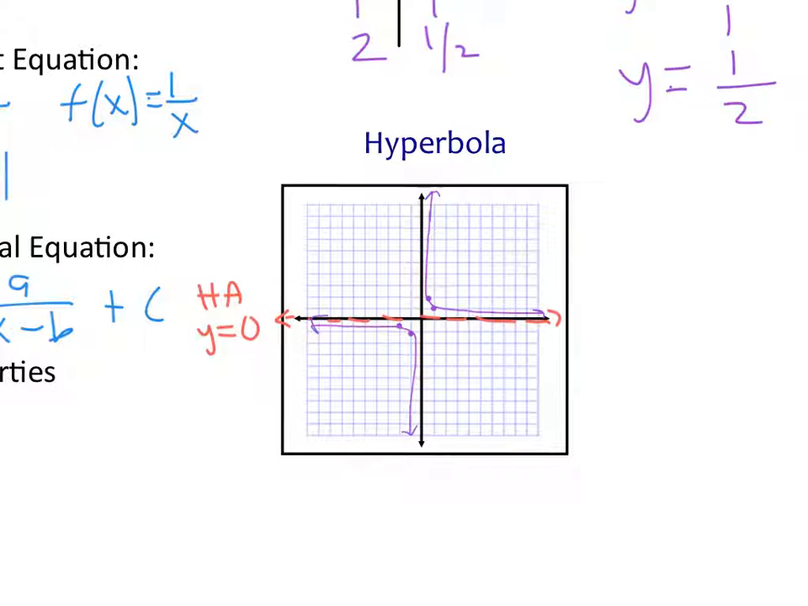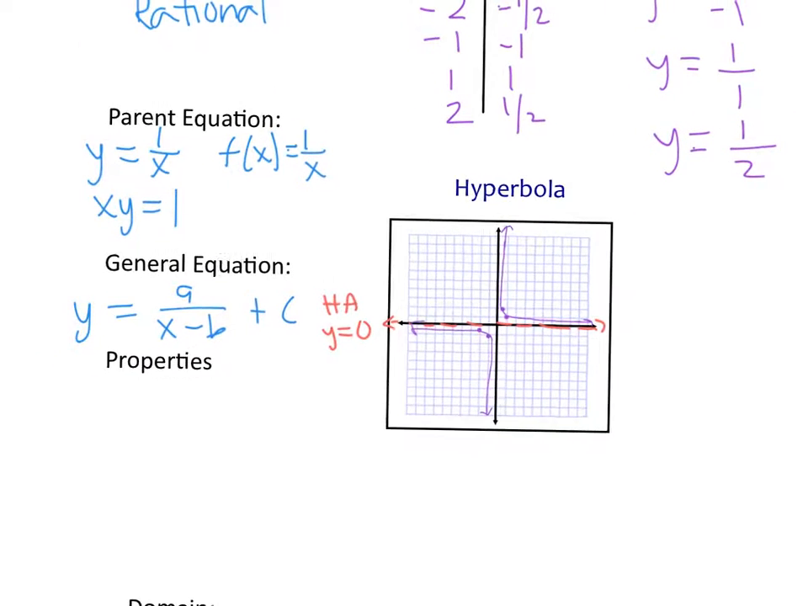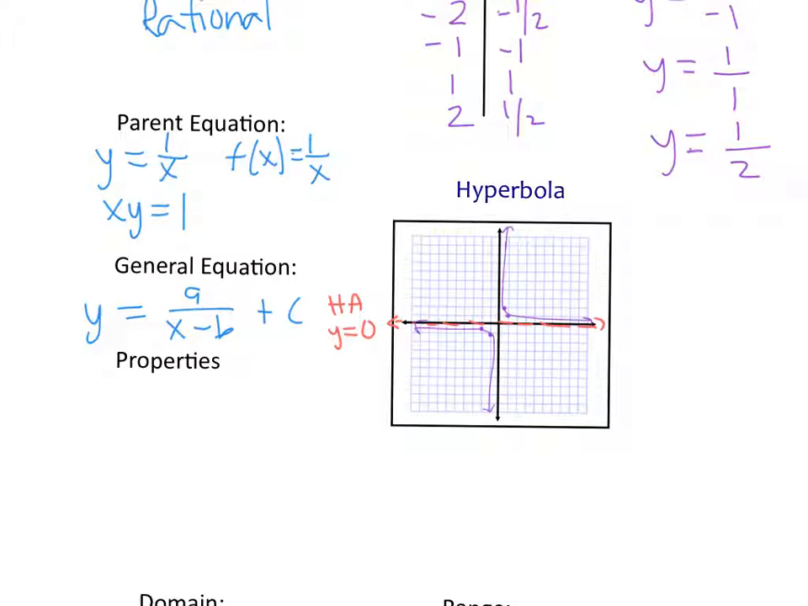Now, if we go back and look at the general equation here, you can see that there's a plus c. That c goes along with your horizontal asymptote. Here, our parent function that we graphed was y equals 1 over x plus 0, hence our horizontal asymptote was 0. So this could be, in other words, y equals c. So whatever that number is will be the horizontal asymptote.